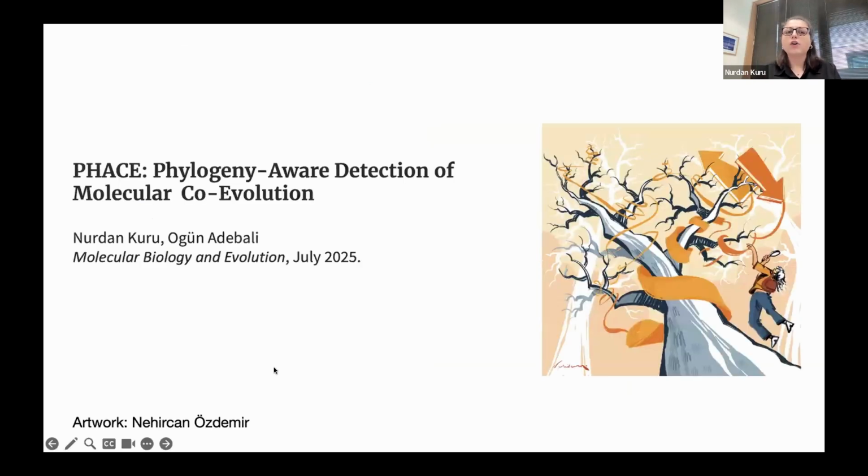Three weeks ago, our algorithm FACE, again with the same naming structure, which stands for phylogeny-aware detection of coevolution, was published at MBE. I will not go into detail of the algorithm, but if you're interested, you can scan the QR code, and feel free to contact me if you have any questions or comments.